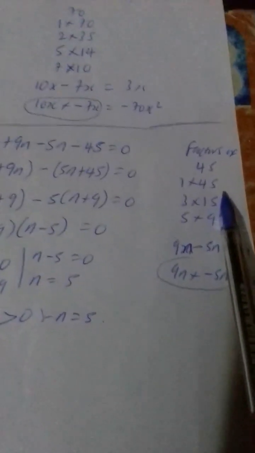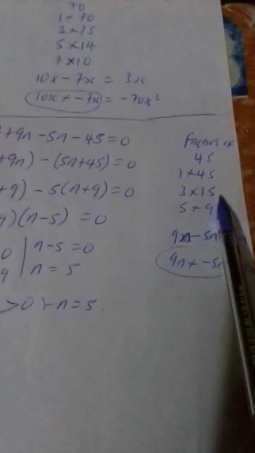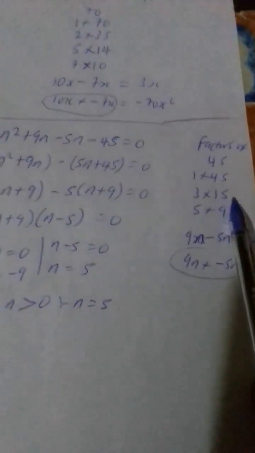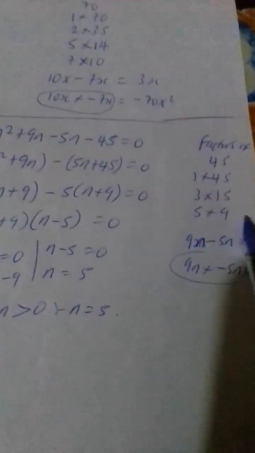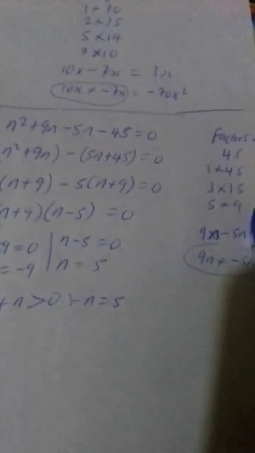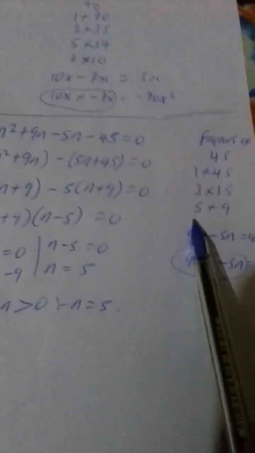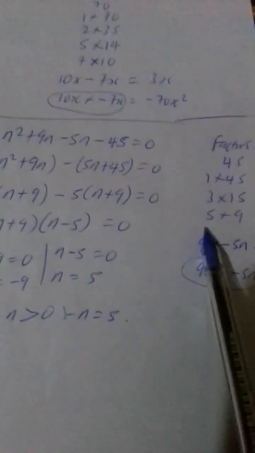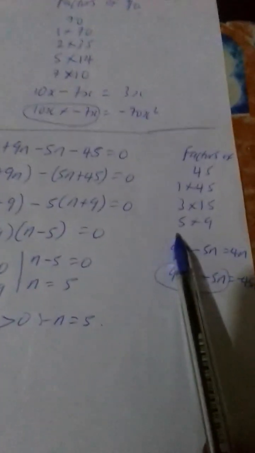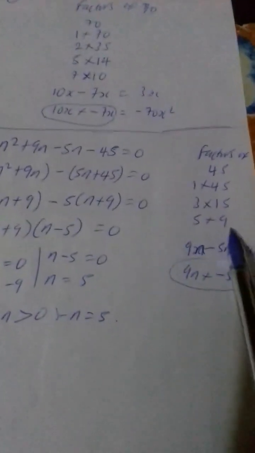2, can 2 go in 45? No. Next number is 3. 3 times what? 15. After 3 is 4. 4 times what? Nothing. I go 5. 5 times 9. After 5 is 6. 6 times what? Nothing. 7? No. You don't have 7 times anything that will give you 45. 8? No. 9. 9 times 5. But 9 is already here. So you stop. And you now go back.